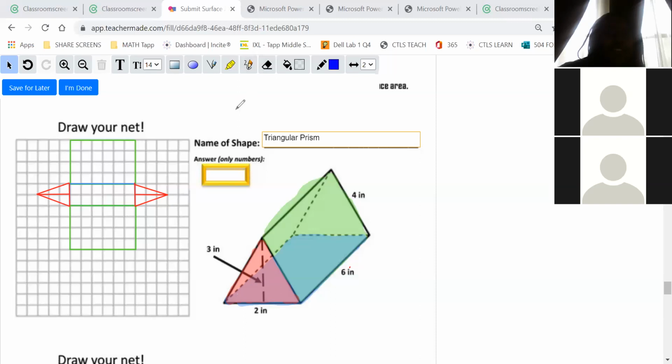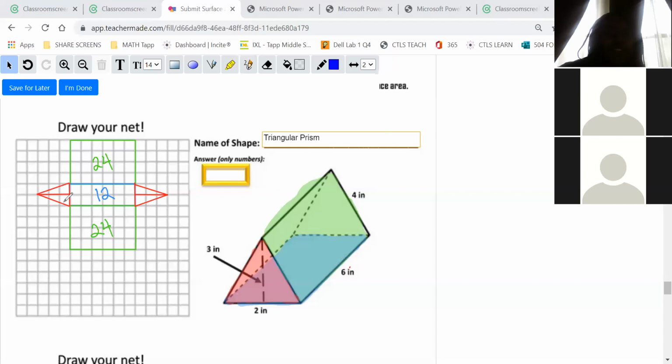So first, I'm going to look at the area of my sides here, the quadrilateral sides. It was a 6x4. So that means 6 times 4, and that gives me an area of 24. And these two sides are congruent, so they are both 24. Then I had a base here, and it's a 6x2. So that's 6 times 2, which gives me an area of 12.